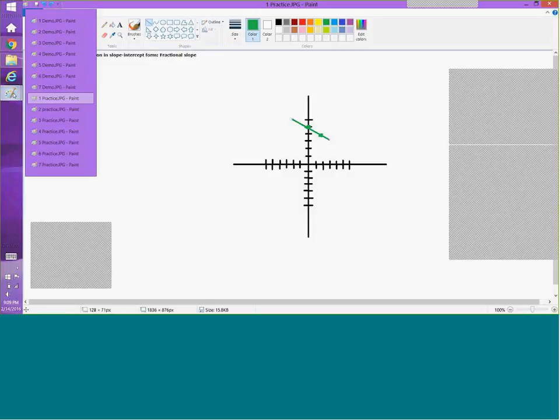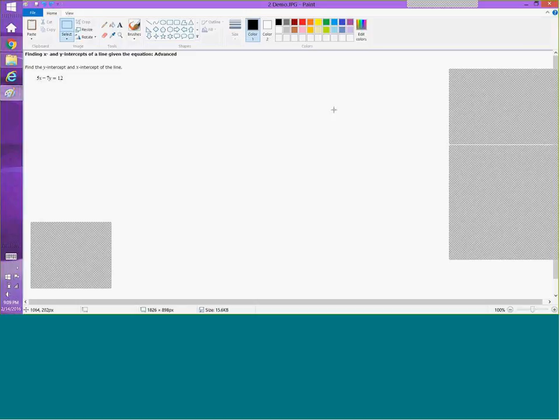All right, so keep them up to pace. So let's go ahead and move on to the second question. We have finding the x and y intercepts of a line and give an equation. It's kind of not backwards from what we're doing, but just a little bit different here.